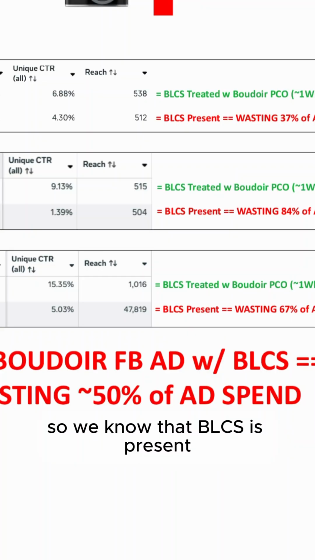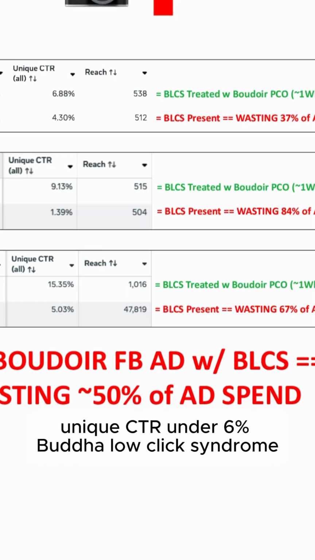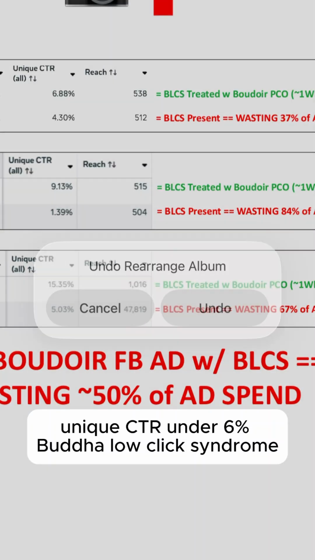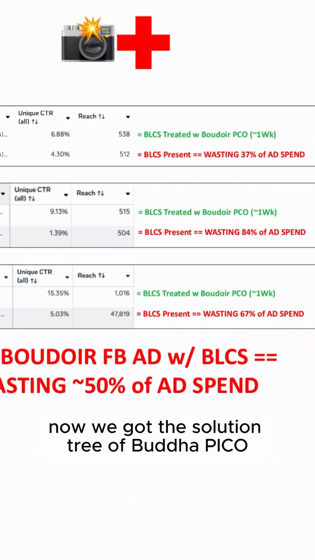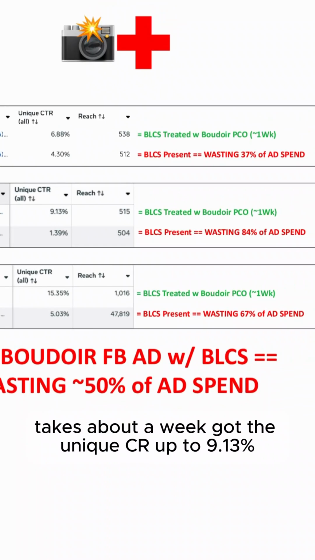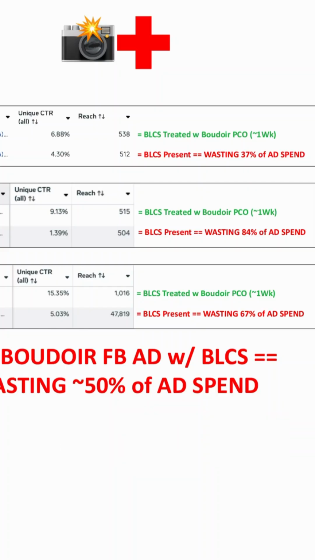So we know that BLCS is present, unique CTR under 6%, Boudoir low click syndrome. Now we got the solution with Boudoir Pico. It takes about a week. Got the unique CTR up to 9.13%. So we found that the original Boudoir Facebook ad was wasting 84% of its ad spend.